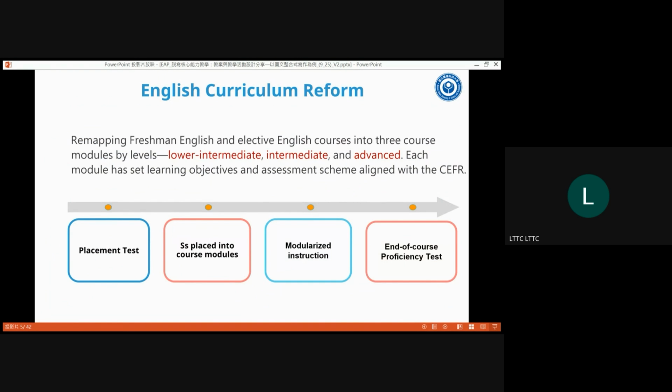The following is the flow chart which shows students' English learning journey that they have to go through. Before they came into our university, they had to take the placement test, and they will be placed into one of the 3 course modules. And then we begin this modularized instruction. At the end of the instruction, we give them the end-of-course proficiency test as assessment.